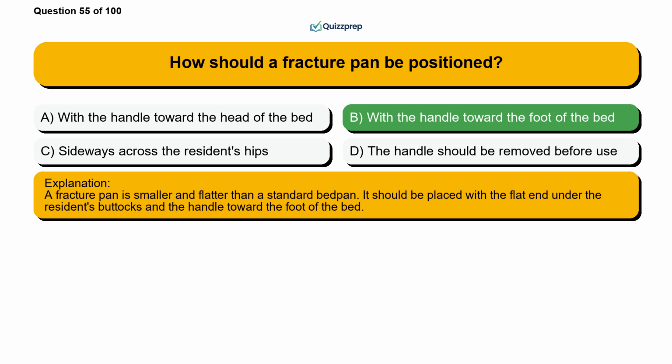A fracture pan is smaller and flatter than a standard bed pan. It should be placed with the flat end under the resident's buttocks and the handle toward the foot of the bed.